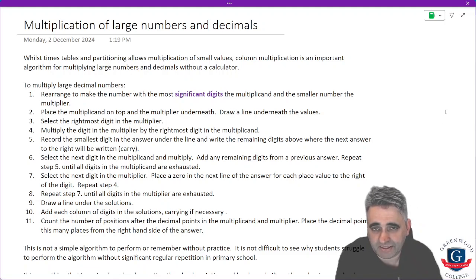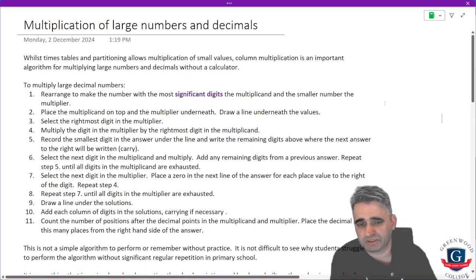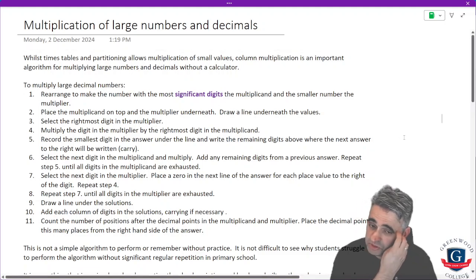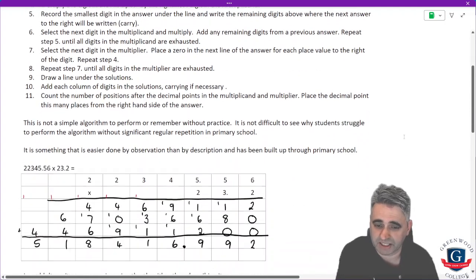Now, that doesn't make this a simple algorithm. It's quite a complex algorithm. There's lots of repeats and lots of multiple steps. It's usually built up over a number of years in primary school, but if a student enters high school unable to do it, it can be difficult for them to catch up. When we're talking about a kid having a solid basis in mathematics, solid numeracy, this is one of the skills that we expect them to have.